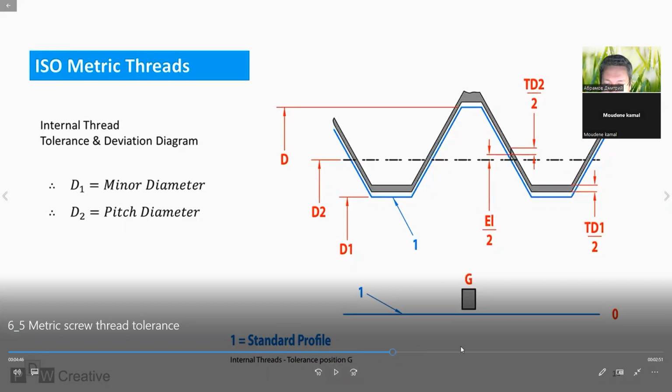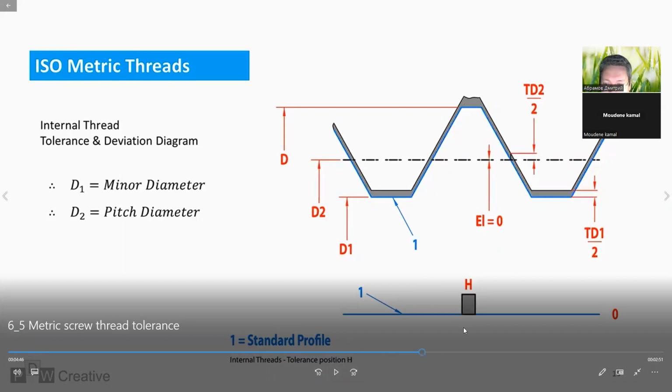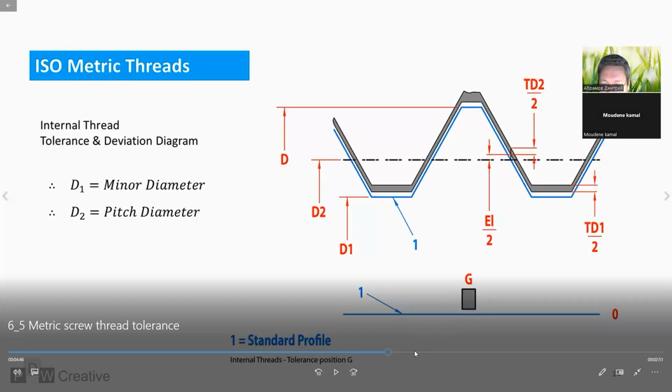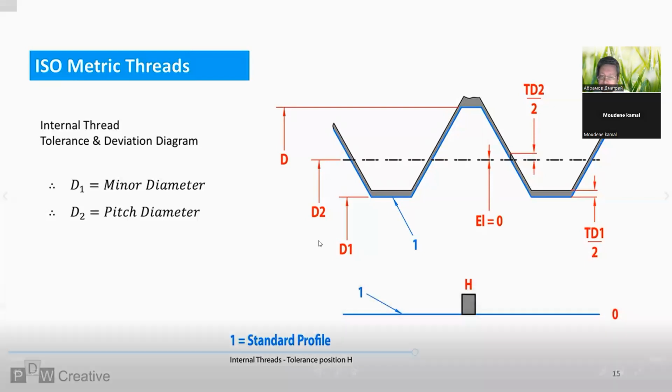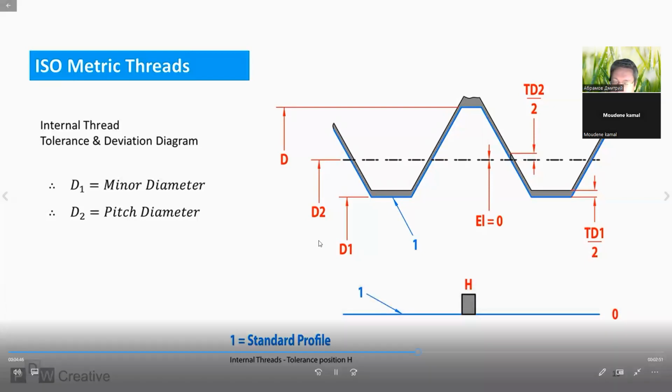H, G. H is without clearance between the zero line and the fundamental deviation of the tolerance field. G is with clearance. So tolerancing starts at the basic standard profile.